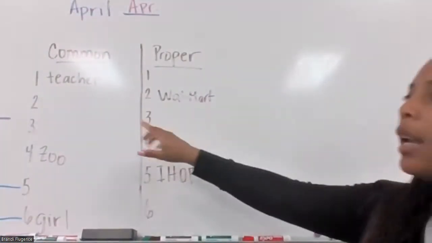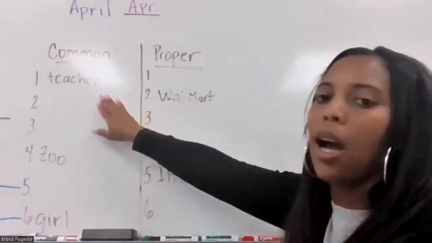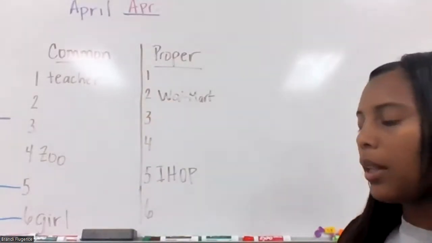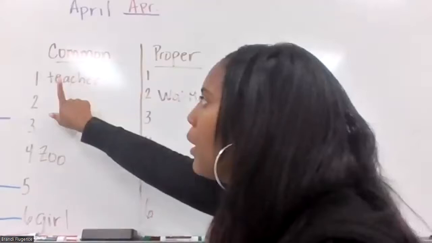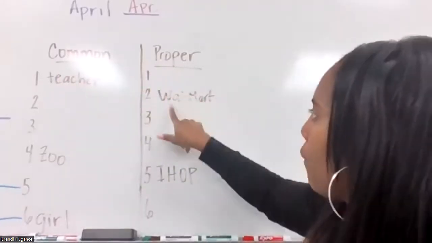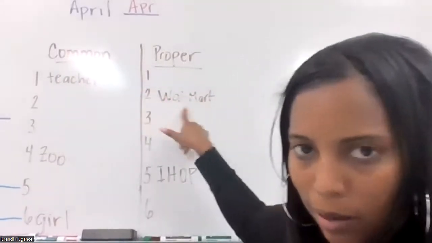Okay, so if you look at it, I have a chart and I have two sides. I have a common side. Common means anyone can have the name. And we have a proper side. So we will match it. We'll either turn a noun from common into proper or from proper into common, based on how the numbers are.